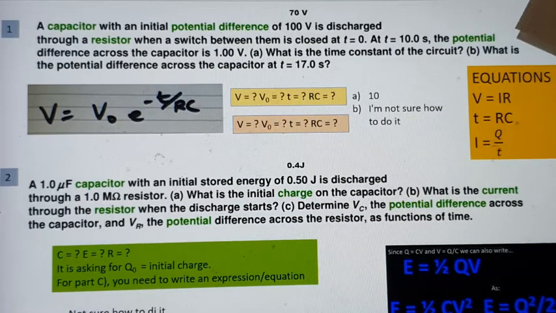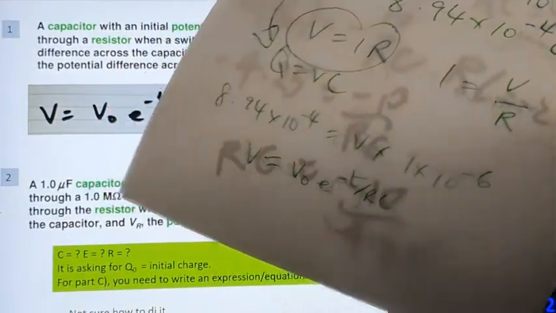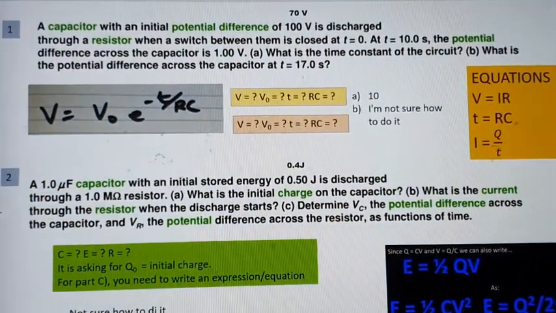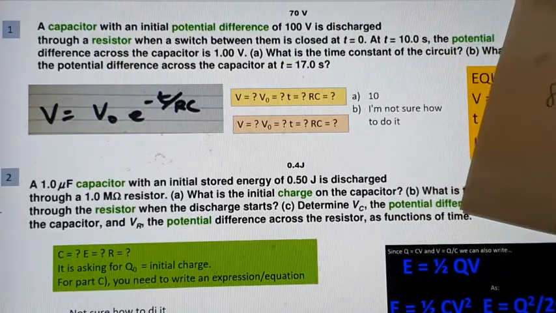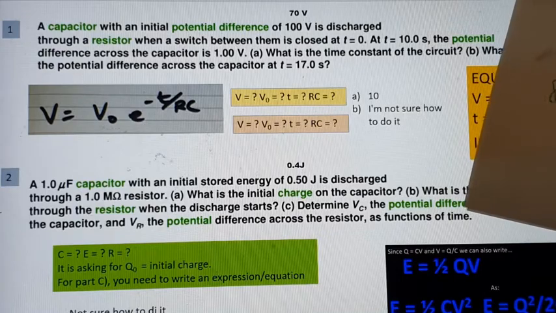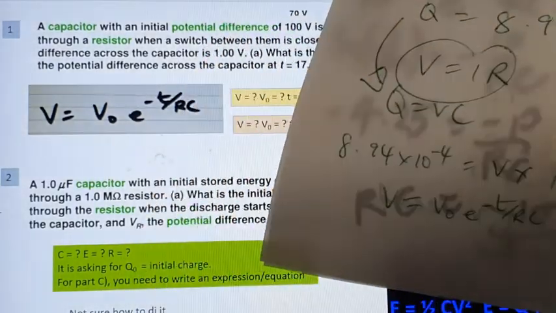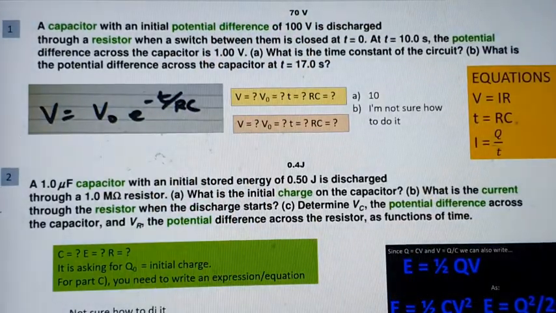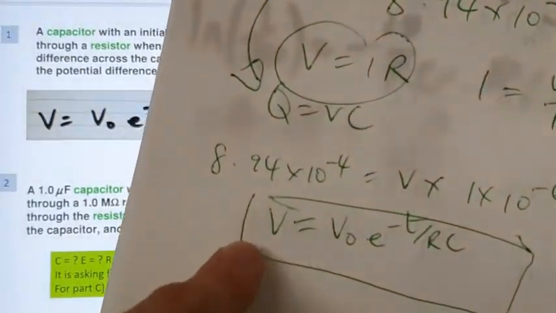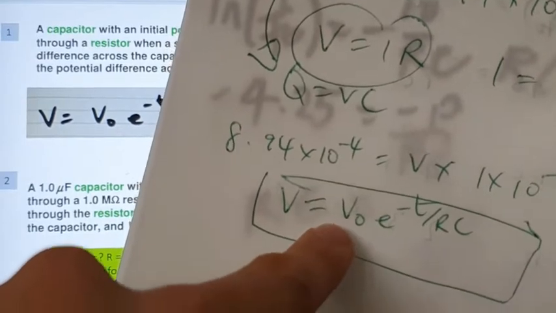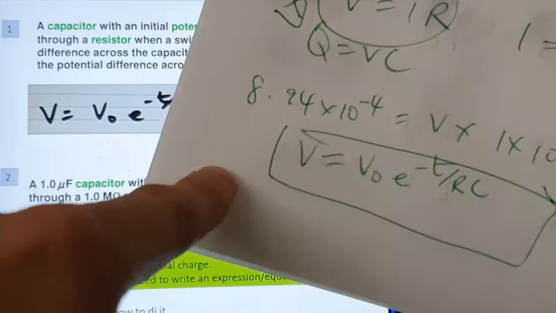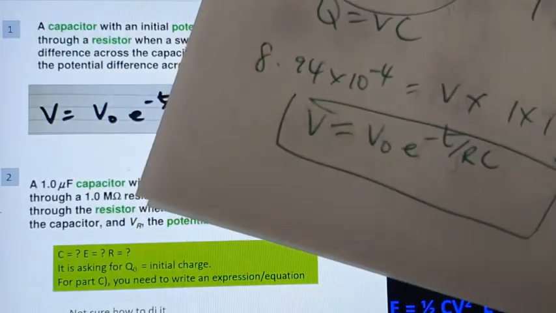And then what's RC? Well, you know C is that one, don't you? You know C is this, and you know R is that. And because it's a function of time, that means time is a variable. So you can just leave it as t, and you have to leave it as an expression. So you need to write an expression for that. Your answer would be in the form of this, but you need to work out the value for V naught, the value for RC, and t is a variable, and V is the Y.